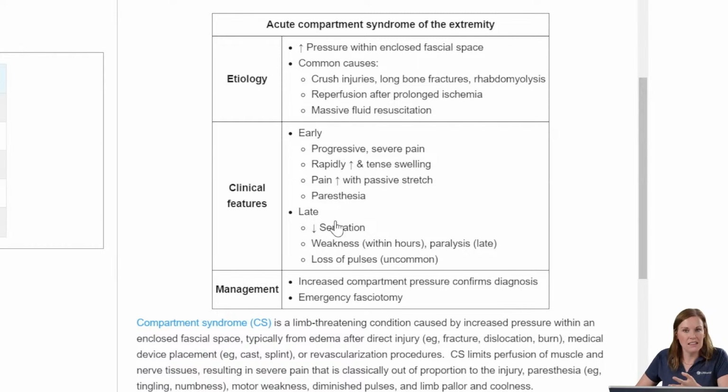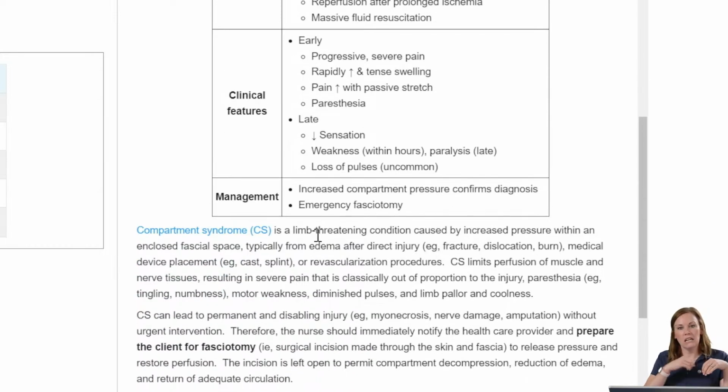That's how we're going to do a fasciotomy, which is essentially cutting open where the area is and allowing the area to have room to expand, room to drain, and to relieve that pressure.